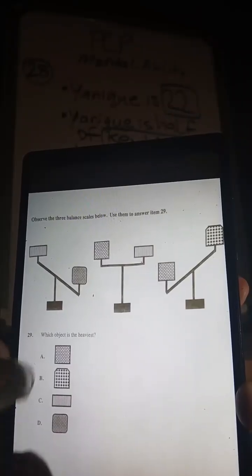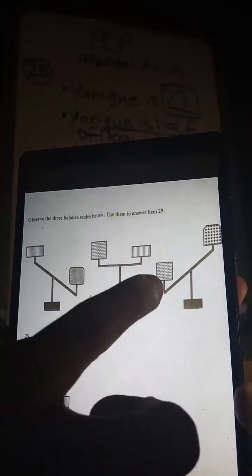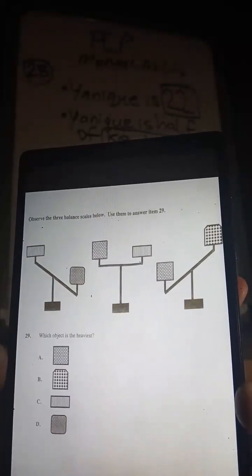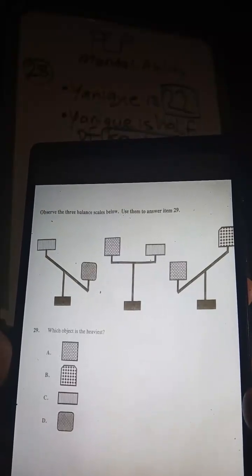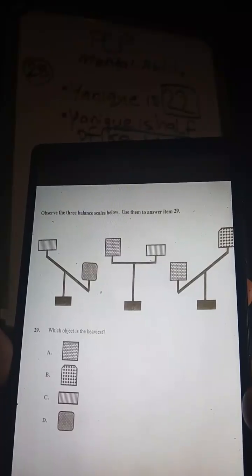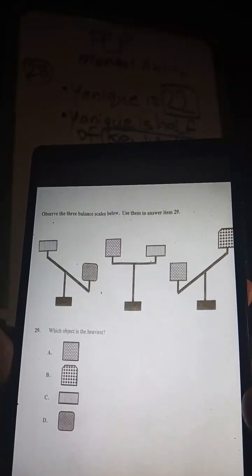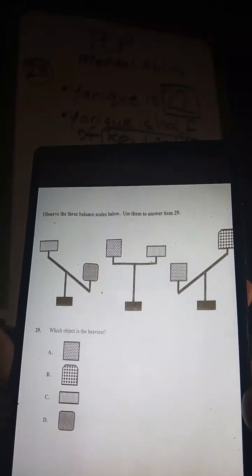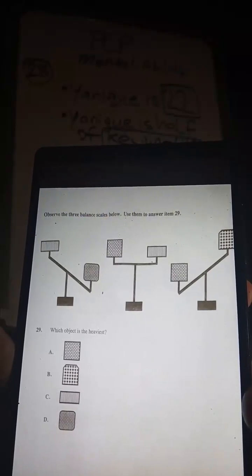Yeah? So this will be heavier than this and this. So the heaviest item has to be that one right there. So the answer is going to be this right here. So A and C is wrong because A and C are equal to each other. They're not the heaviest because something is heavier than at least that one. Right? And once you're heavier than one of them, you're heavier than both.